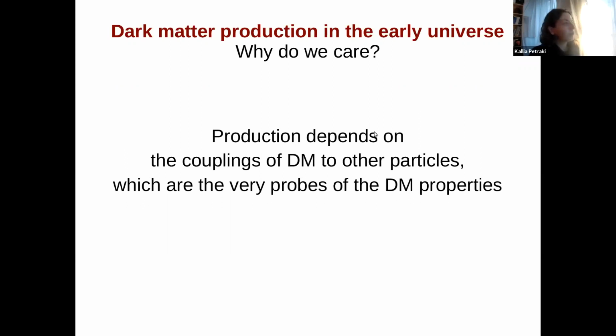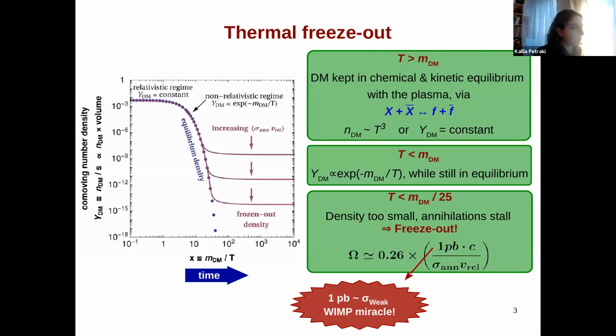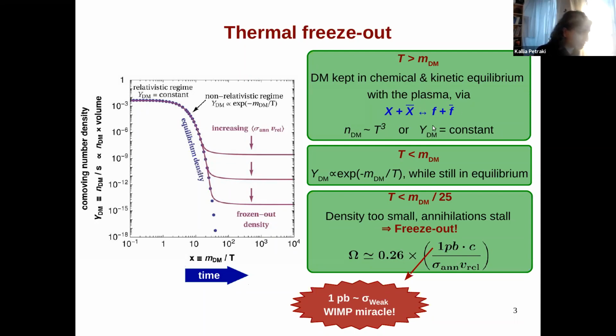The most famous dark matter production mechanism is the so-called thermal freeze-out, and let me briefly review this mechanism. The idea is that dark matter was in chemical and kinetic equilibrium with the standard model, with the primordial plasma in the early universe when the temperature was high, via very rapid annihilation and pair creation processes. Thermal equilibrium means that the density of dark matter was determined by the temperature of the universe.